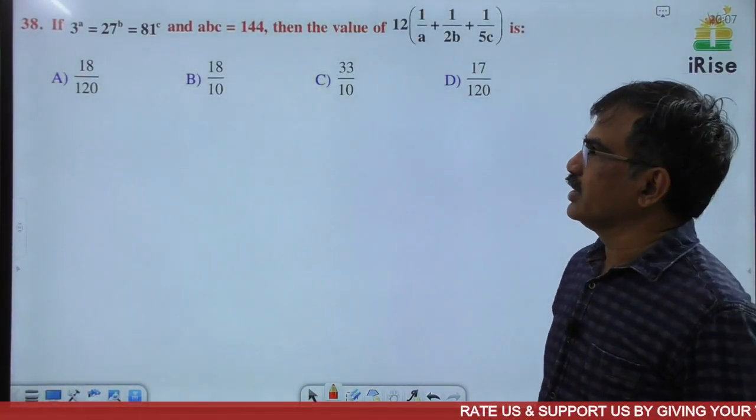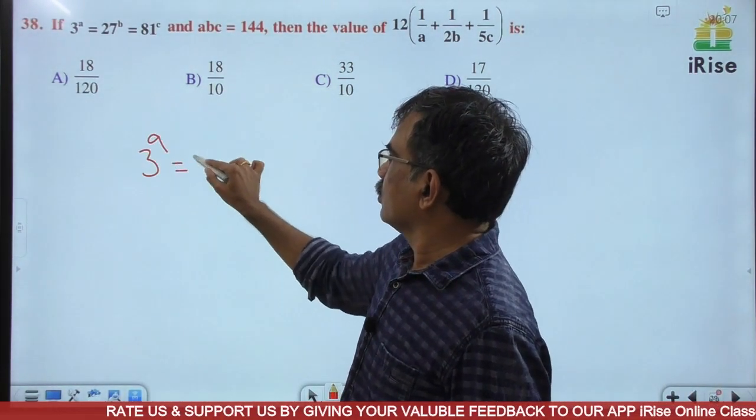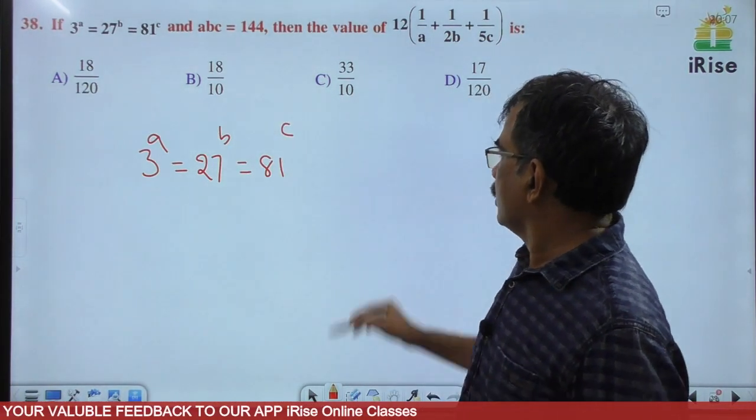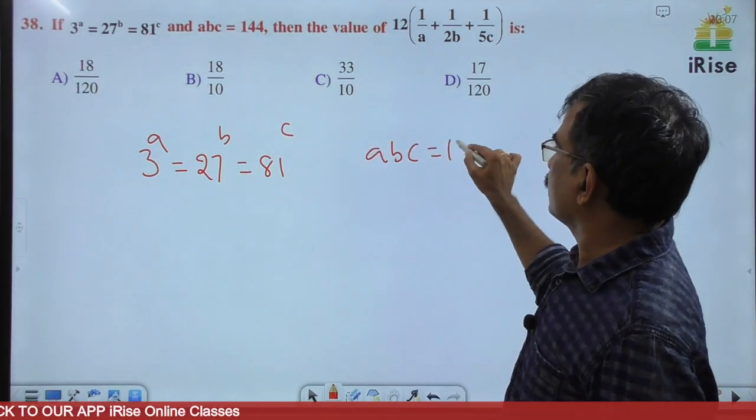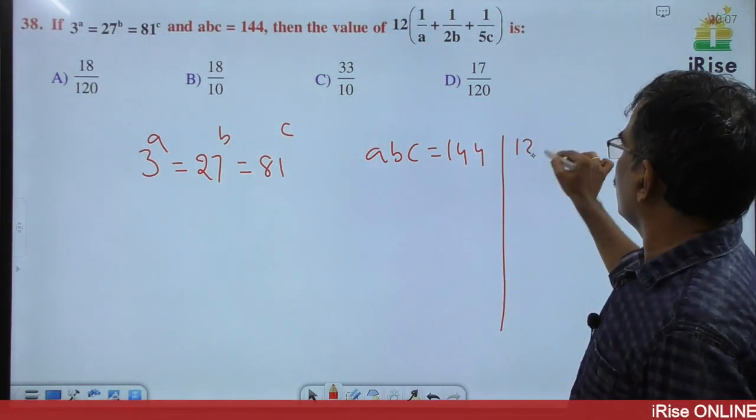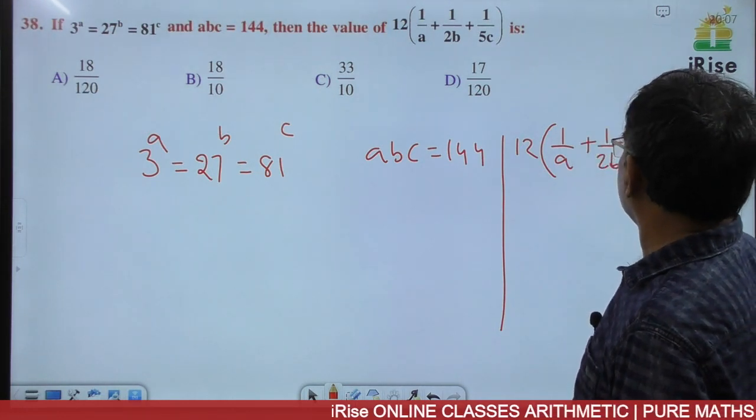3 power a is equal to 27 power b is equal to 81 power c, and abc is given as 144. Then what is the question: 12 into (1 by a plus 1 by 2b plus 1 by 5c)?